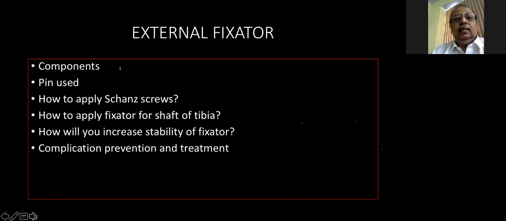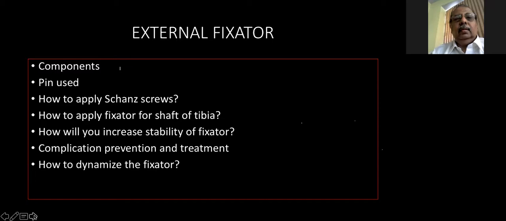What are the complications? Mainly it is pin track infection, and during introduction it may damage the neurovascular structures. But the most important, as far as orthopedic surgeons are concerned, the frame is too rigid and it can produce delay in the union. That is why it is not being used throughout the treatment of these fractures. It is used as a temporary measure in the management of compound fractures. But if you want to use it as a measure during fracture treatment, you need to dynamize the fixator.